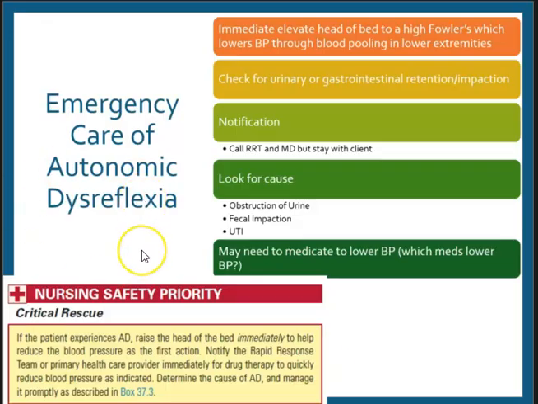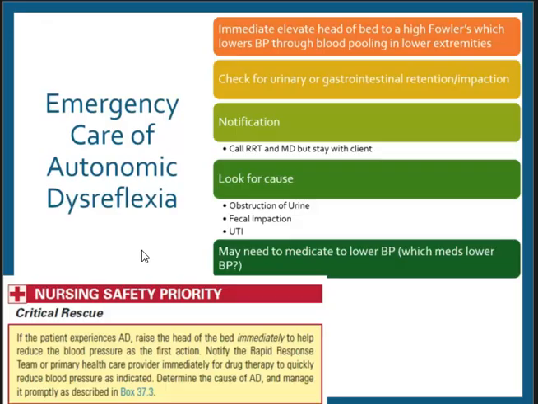So how do we care for this? It is an emergency. So immediately elevate the head of the bed in a high Fowler's position. It lowers blood pressure through blood pooling in the lower extremities. Check for urinary or GI retention or impaction. Look at the sheets. Are they crumpled? Call rapid response. Call the doctor, but you have to stay with the patient.